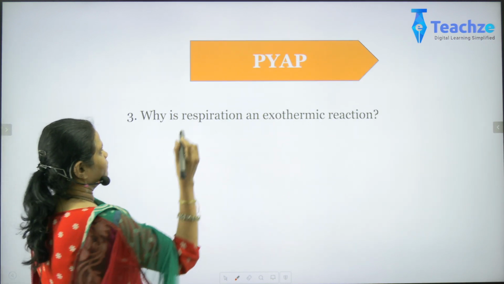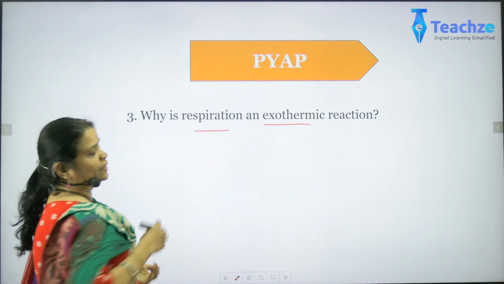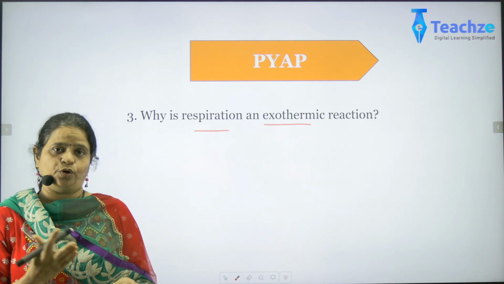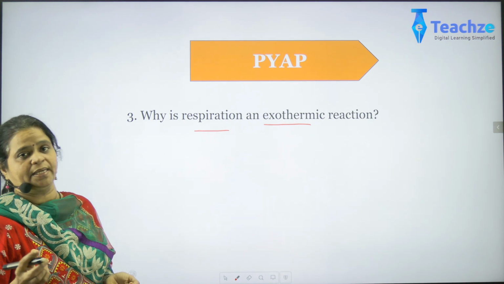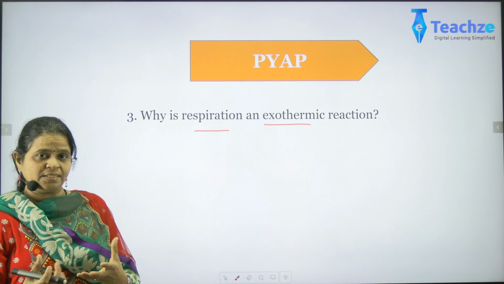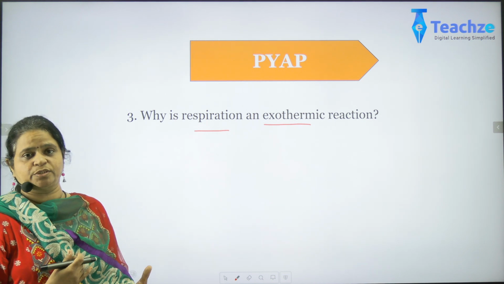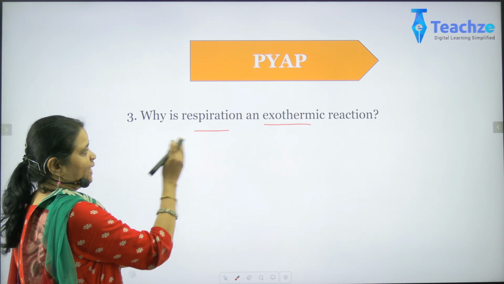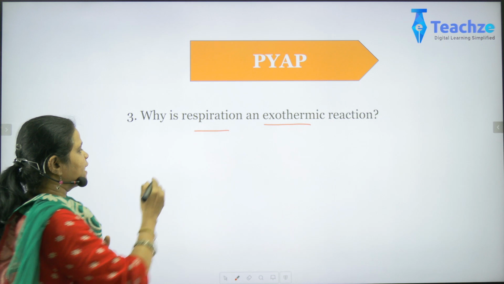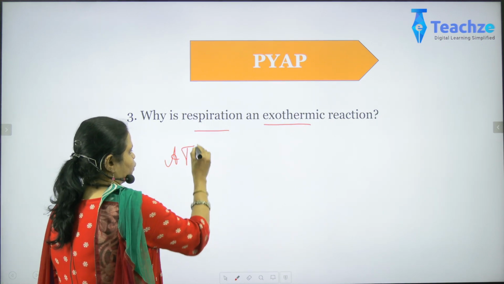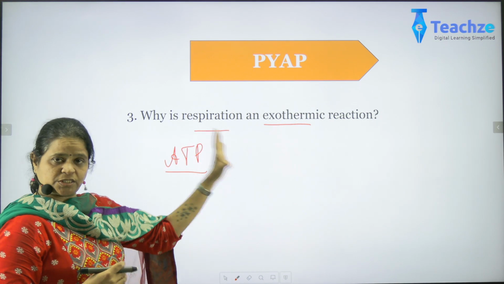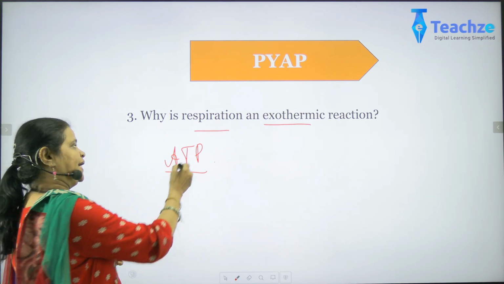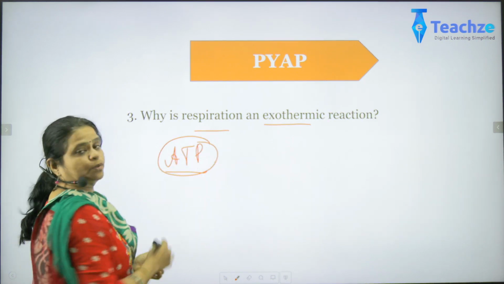Now the third one is respiration and exothermic reaction. So what do you mean by exothermic reaction? You all know reactions are of two types, endothermic and exothermic. Exo means liberating the energy or heat to the outside, whereas endothermic is taking the heat inside. Now, respiration is an exothermic reaction because it is liberating energy in the form of ATP. So we have seen the equation when we did the aerobic respiration part. So we understood that there is liberation of energy in the form of ATP.